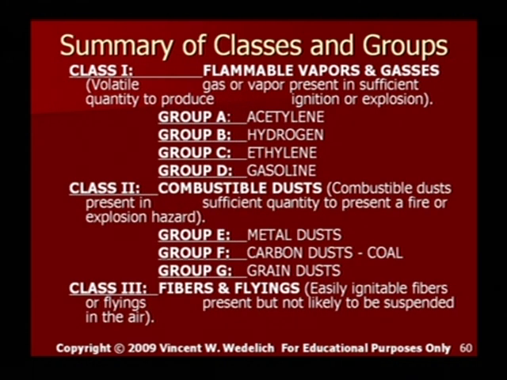So here is a summary of classes and groups. Again, we have Class 1 is for flammable vapors or gases. And then in Class 1 you have groups A, B, C, and D. Class 2 is combustible dusts, and then groups E, F, G. And then Class 3 is fibers and flyings. And there really are no groups for Class 3.